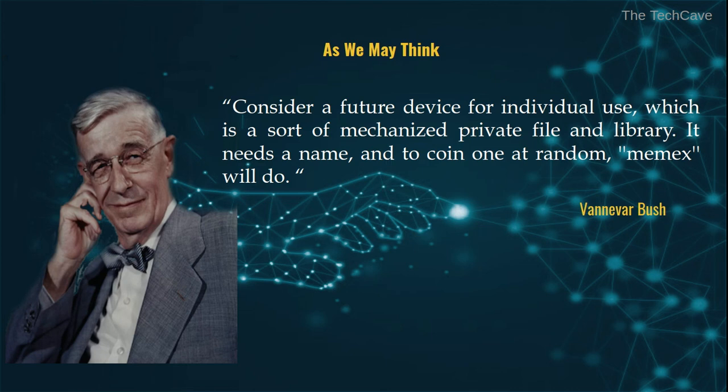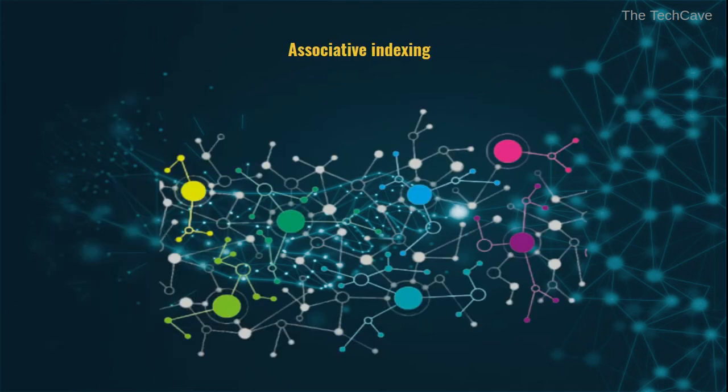One of the properties of this device is associative indexing, which enables the user to quickly index and retrieve documents and create associations among them. Maybe that looks familiar to you, doesn't it? Unless you still live in the 40s. Yes, it is a description of hyperlinks and bookmarks. This vision of Bush inspired the community of computer scientists who made major contributions to HCI in the 60s and beyond.